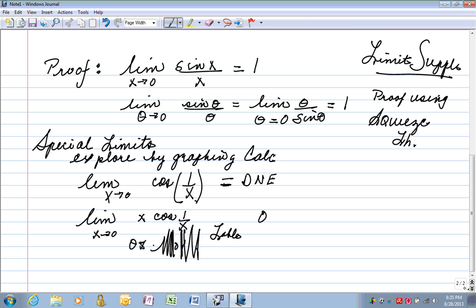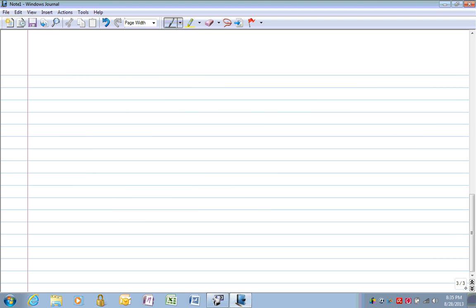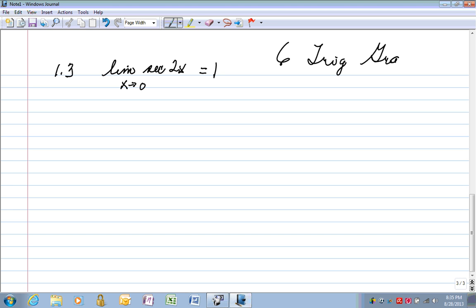And in doing so, page 3. On page 3, that puts us in 1.3. When I look at these problems, just taking a look at some of them, I'll go to 61, and it says the limit of the secant of 2x as x approaches 0. You better know your graphs, because the secant of 0 is 1. There are 6 trig graphs. They're not 3.